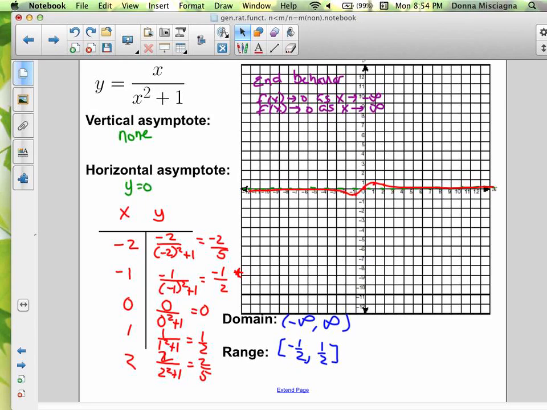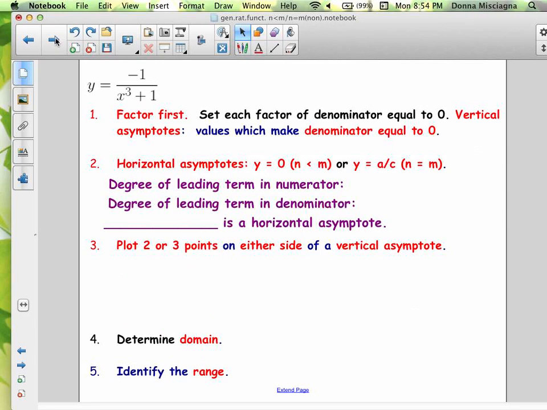So this one took a little longer, but we did go over the steps for graphing. Here's our next one. Factor first. Again, nothing really to factor here. We have a sum of cubes, but we can set our denominator equal to 0 and solve.